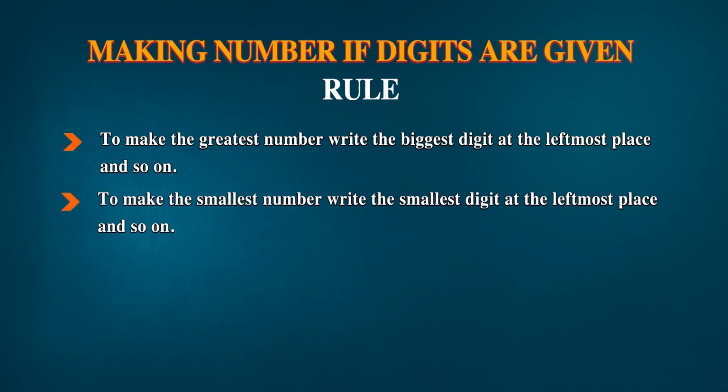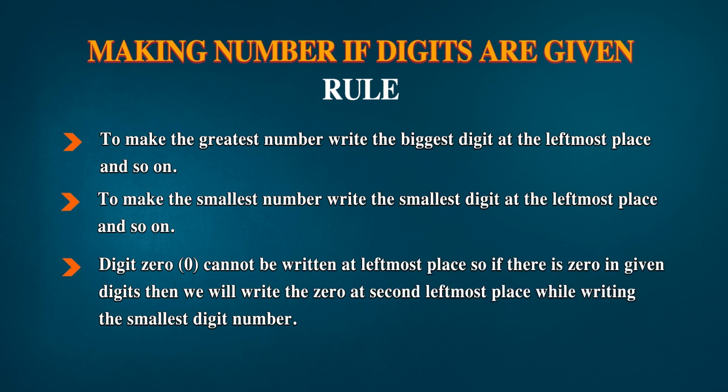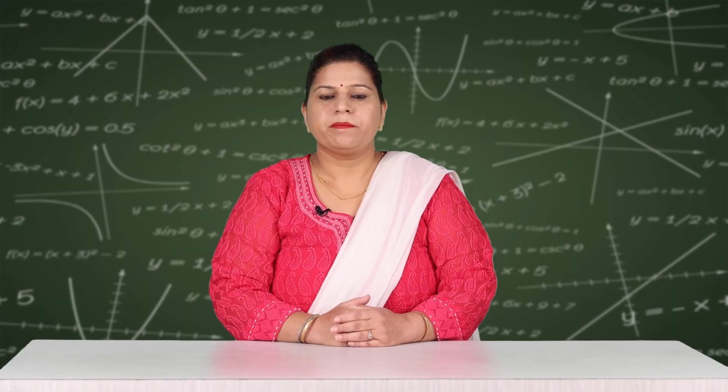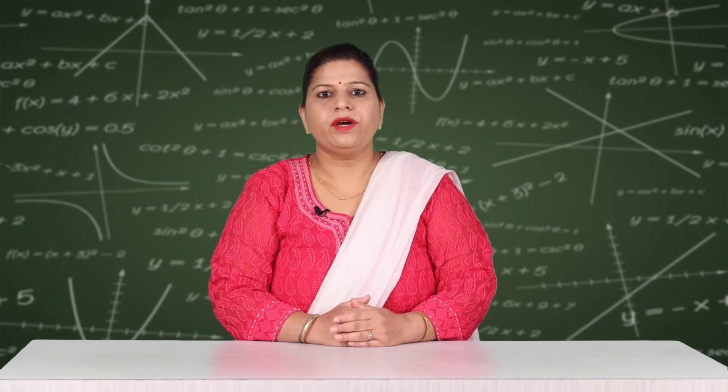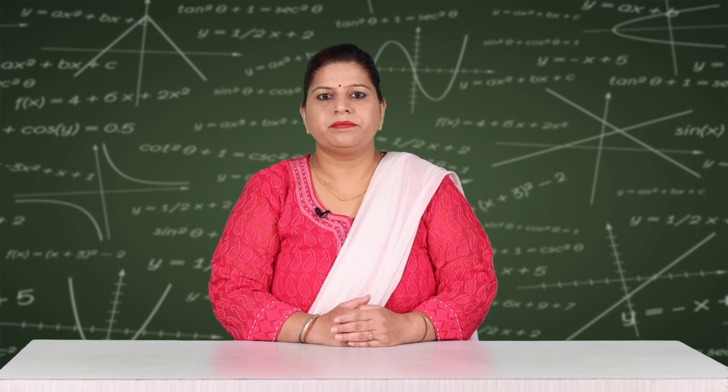Next, to make the smallest number with the given digits, write the smallest digit at the leftmost place and so on. Means out of given digits, the smallest digit will be given the leftmost place, then the next smallest digit will be given the next leftmost place and so on. Rule 3 is digit 0 cannot be written at the leftmost place. So, if there is 0 in the given digits, then we will write the 0 at the second leftmost place while writing the smallest number, because we know that 0 at the leftmost place is not considered.